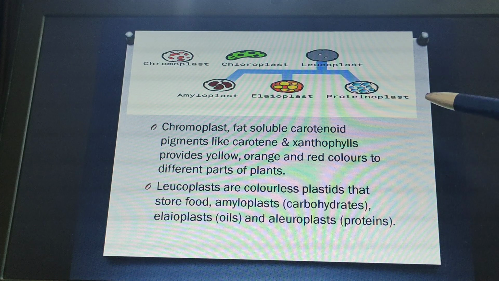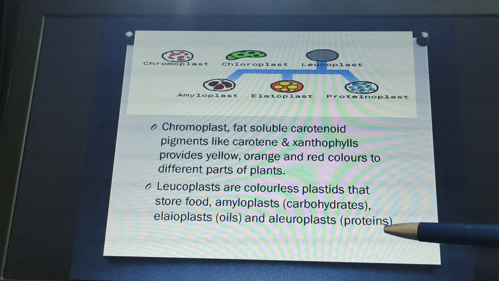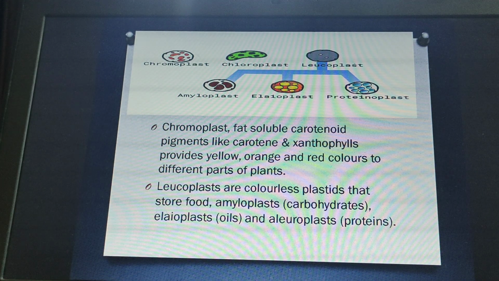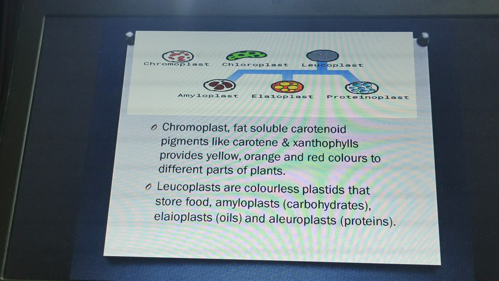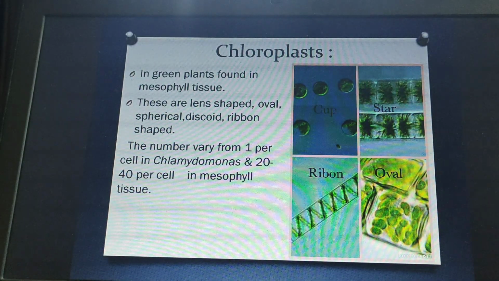And the last one is the proteinoplasts or the aleuroplasts, which store the proteins. So these are present in the parts of the plants where plenty of proteins are present. So we know that the pulses are the best source of proteins, so they contain the proteinoplasts or the aleuroplast. Now we will go for the detailed study about the chloroplast.